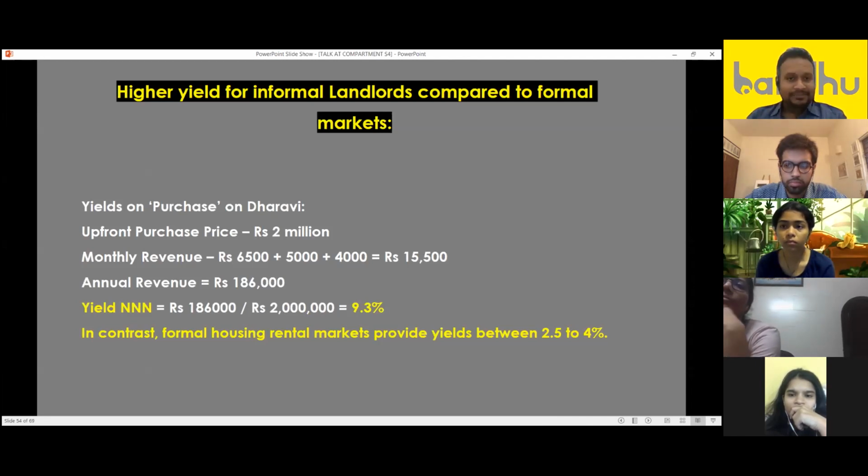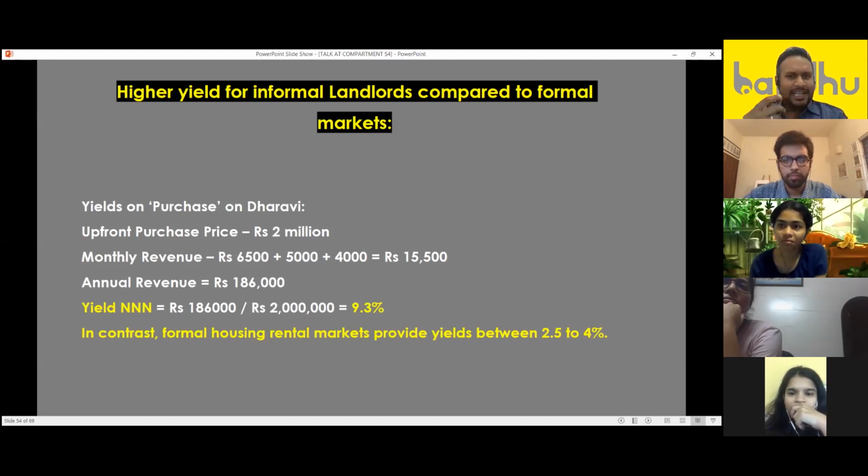And you compare that to Dharavi, you can buy a 3-floor kholi for 2 million, 20 lakhs. Monthly revenue on that is 15,000, and your annual revenue is that. So effectively, your yield is 9.3%. So if I'm an investor and I have 1 crore to invest, my yield from Dharavi on that 1 crore will be 10 lakhs. But the yield in the formal market is going to be like 2 lakhs. So I'll say, wow, on 1 crore I will earn 8 lakhs more, 4 times. Any investor will jump at this, but there are several other reasons.